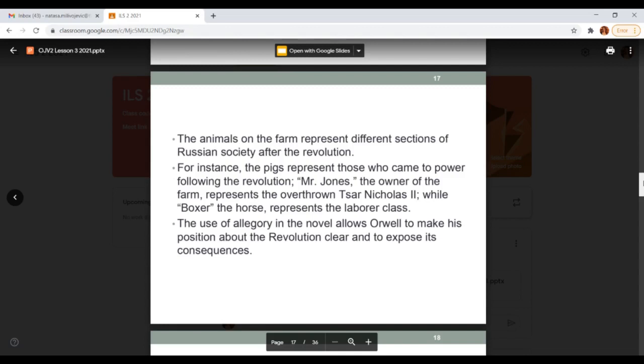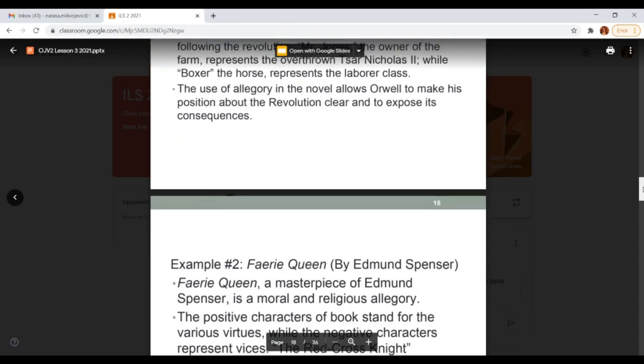The Animal Farm? Yeah. Okay. So hopefully this background explanation is then making even more sense.